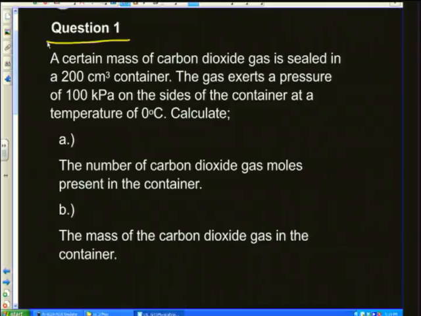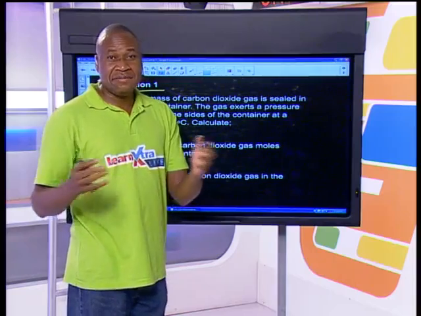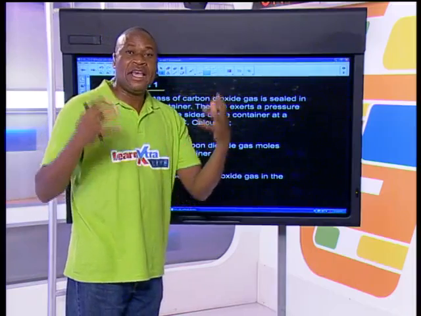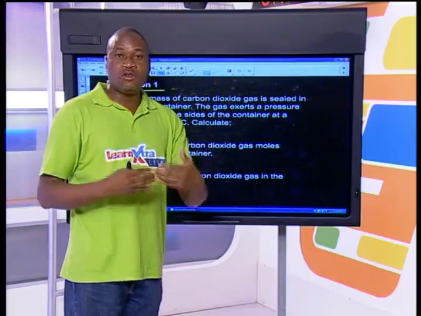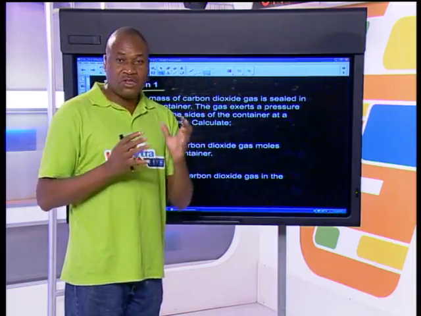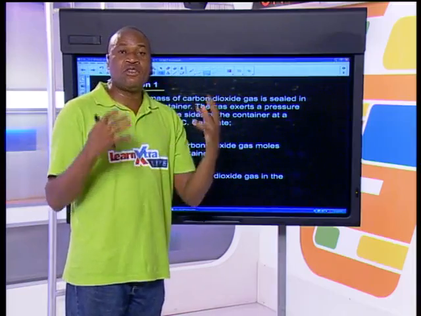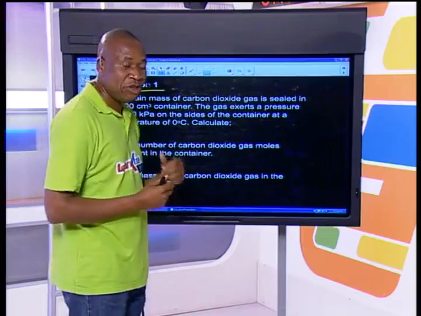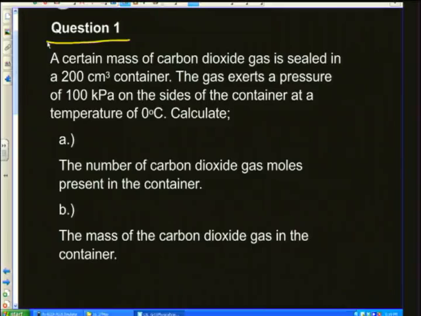Question 1. In the notes that you're going to receive and download from the Mindset web page, there is more on what I had. The latter part of the notes will be talking about the ideal gas equation, which will be necessary for you to know. A certain mass of carbon dioxide gas is sealed in a 200 cubic centimeter container.